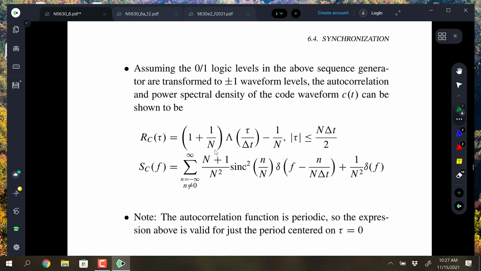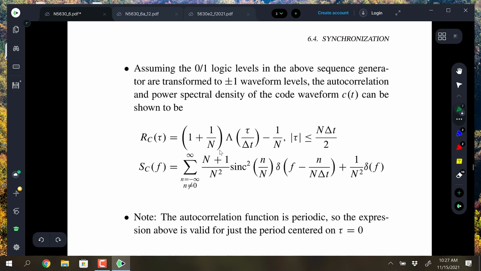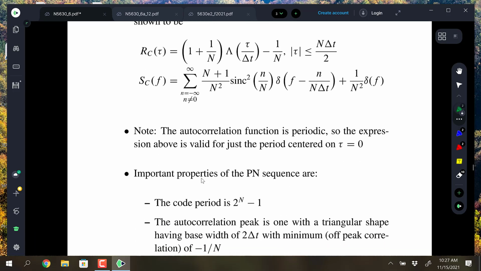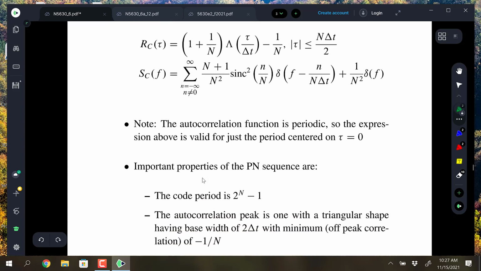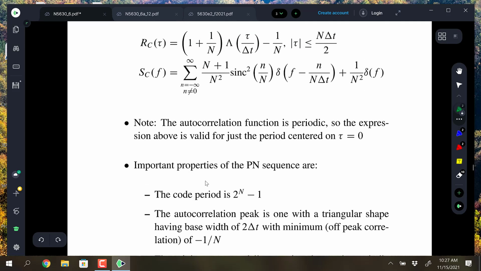This is the property of the M sequence. If it's a maximal length PN code, it will have this for its autocorrelation function and this for its power spectral density. Proving this is not super easy, but it is done in the spread spectrum book. I'm pretty sure how you can come up with that. There's some interesting properties of M sequences. And the autocorrelation function is periodic, obviously.